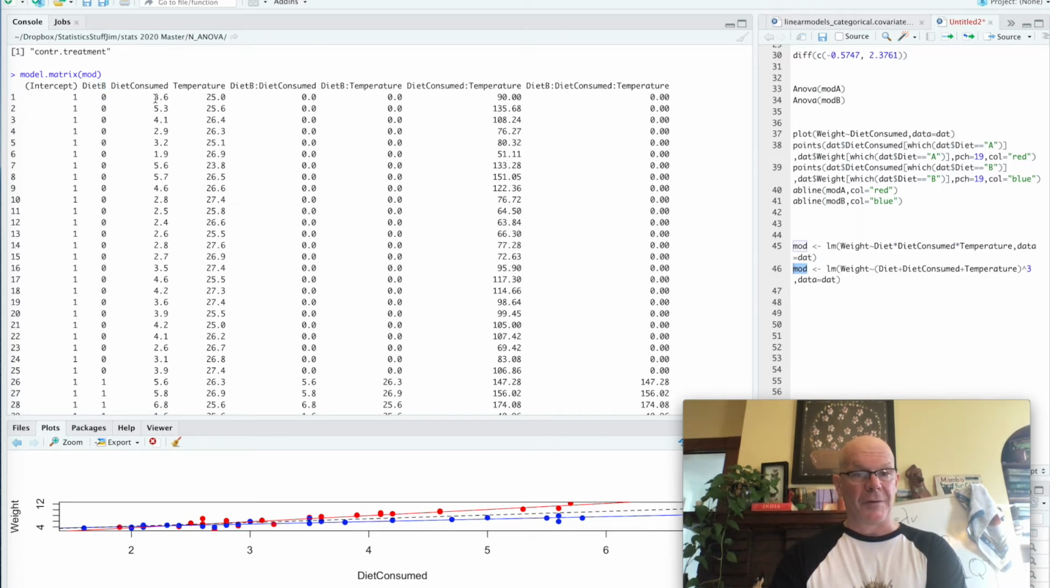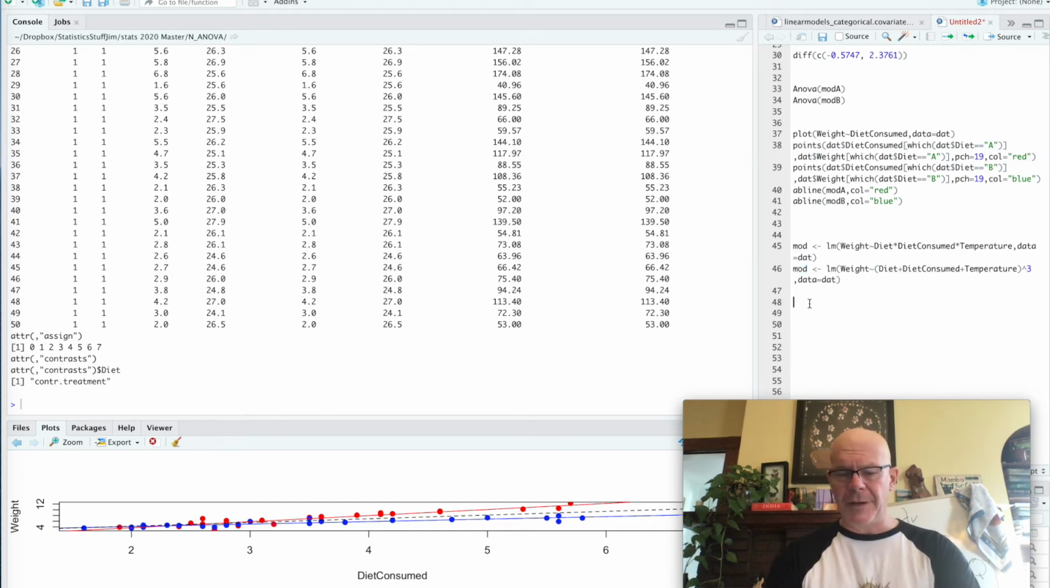So 0 times 3.6 is 0. 0 times 25.0 is 0. 3.6 times 25.0 is going to be 90. And then 3.6 times 25 times 0 is going to be 0. So our model matrix is being calculated the same way as before. This is what's happening behind the scenes in the computer.